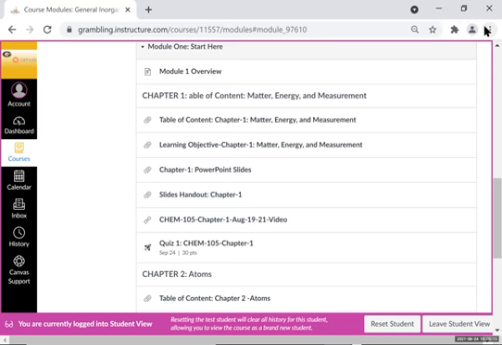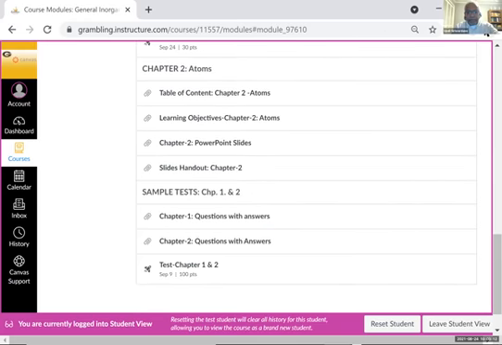You can also go down to the chapter 1 questions and answers. Just practice some problems and see whether you can get the answer, all right?